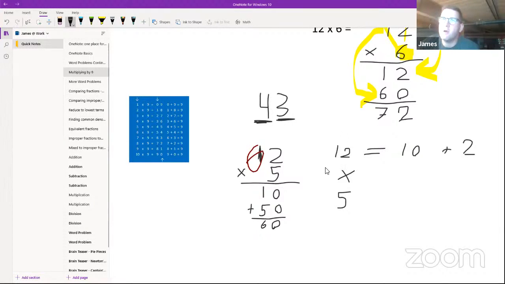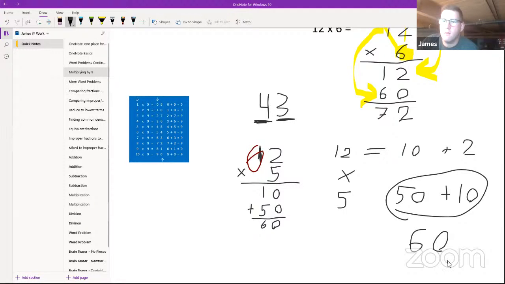So what I did here is I broke apart the 12 into 10 plus 2, and then multiplied each one by 5. So 2 times 5 is 10, plus 5 times 10 is 50. And altogether, that is 60. And this is just a different way to write that.